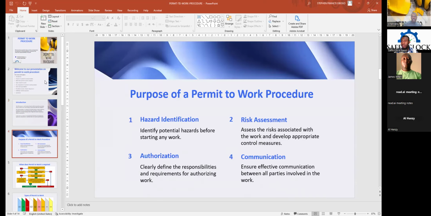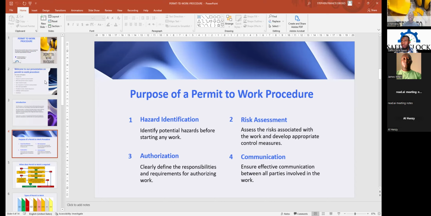Now, for the purpose, why do we carry out permit to work procedure? The purpose is for hazard identification. Okay. We are able to identify potential hazards before any start of work. You know, we have several other means of safe system of work, because permit to work is part of safe system of work. Like the risk assessment is part of the safe system of work, method statement and all that, so many, but this is just one out of the several safe systems of work that we have within the workplace.